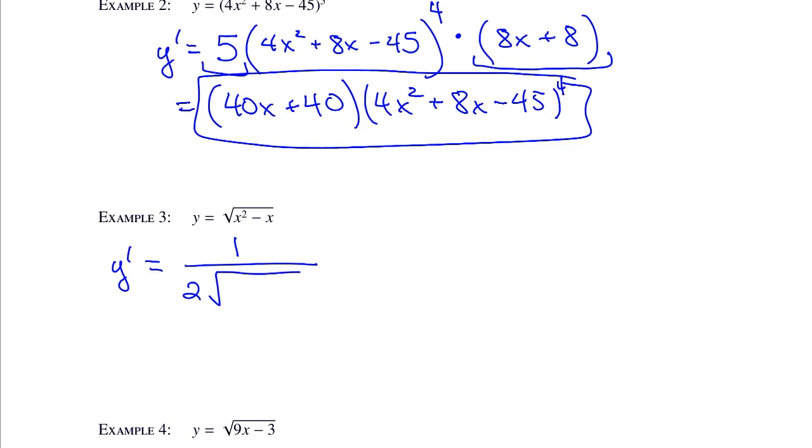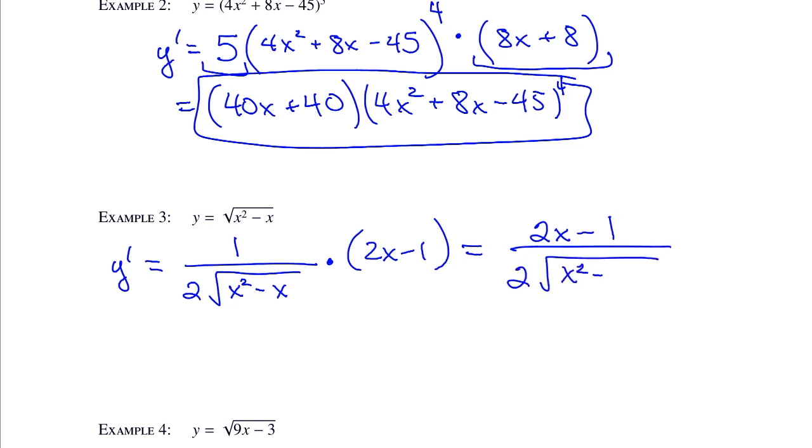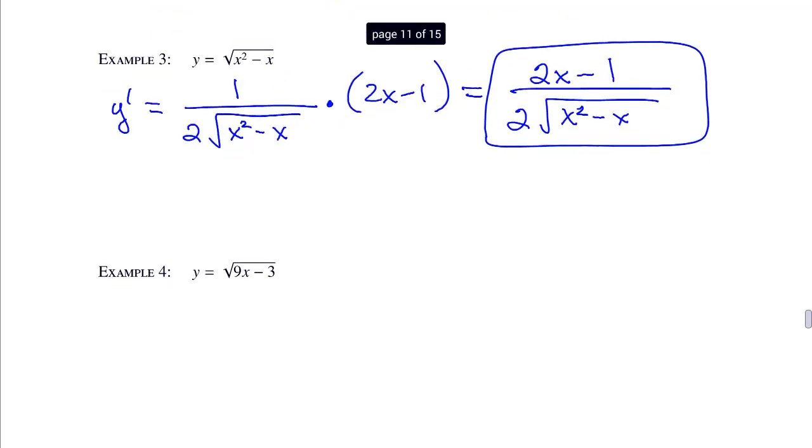It's 1 over 2 times the square root of, and now it's the evaluated function from the original one here, so it's x squared minus x, times, what is the derivative of the inside function? 2x minus 1. Don't forget your parentheses. We can't cancel the 2's because it's not just 2, it's 2x minus 1, so the 2's can't cancel. The best you could do if you wanted to simplify this is write it on top, like so. All right, go ahead and do 4 with your partner.